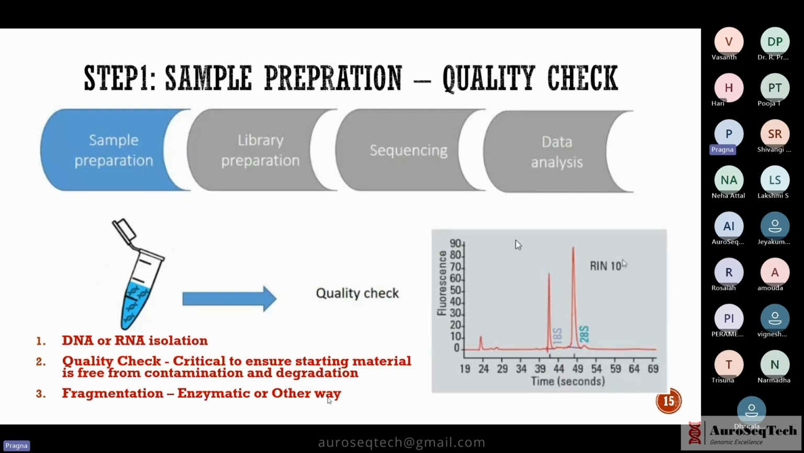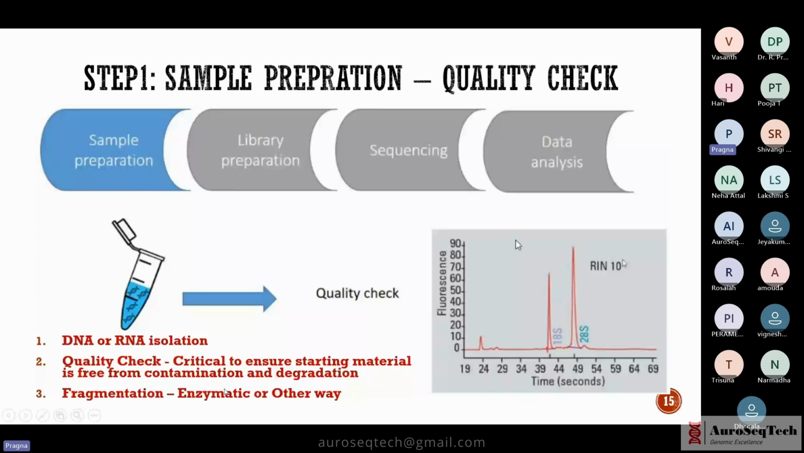For example, let's stick to Illumina. Illumina has different platforms, like NextSeq, NovaSeq or MiniSeq. According to the platform, we should have enough concentration of DNA, right? So the concentration and also quality should be checked. Once the first check is done, we fragment the DNA either in an enzymatic way or a mechanical way.